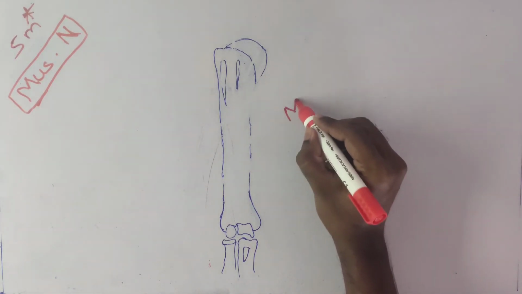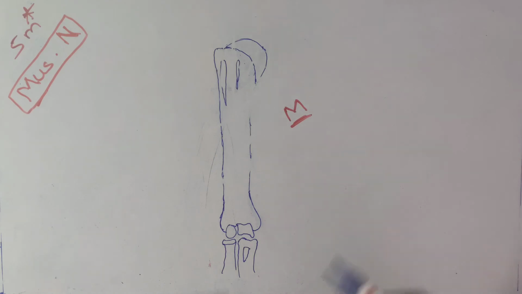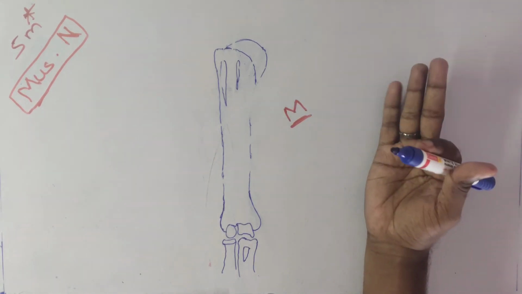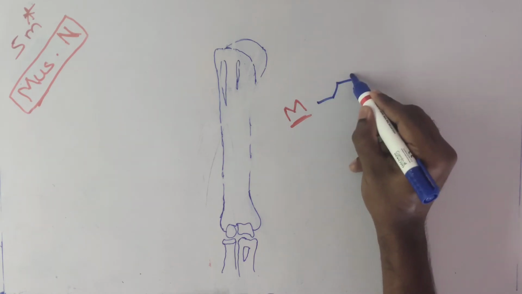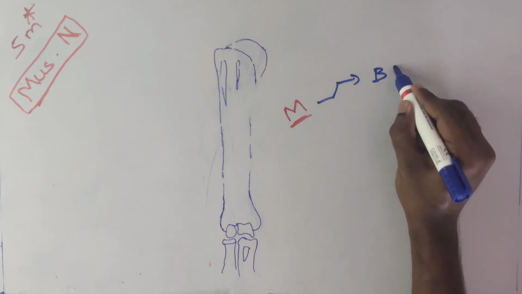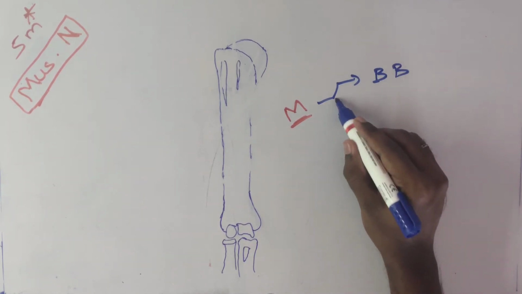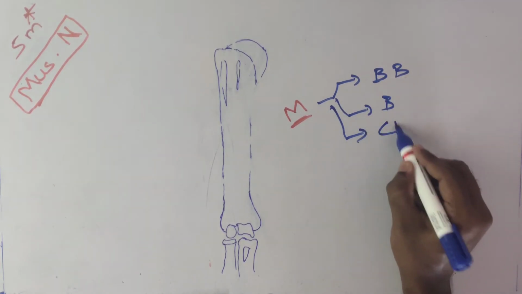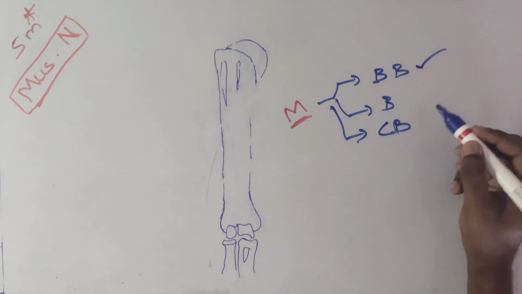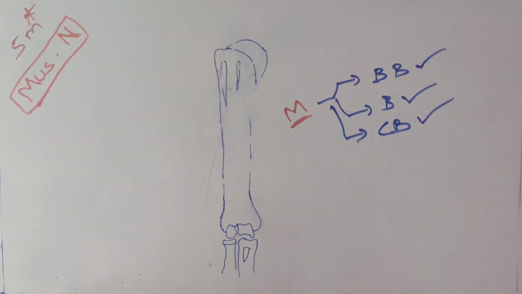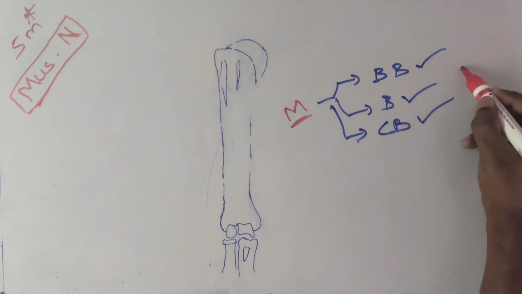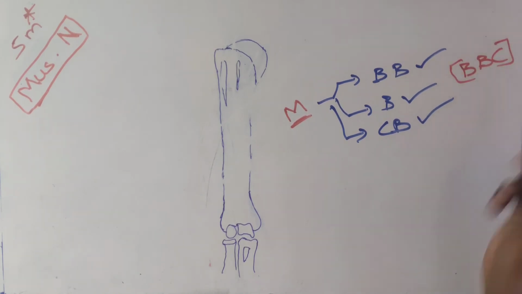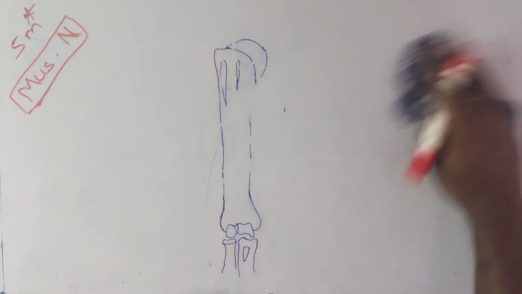First, the muscular branch. The musculocutaneous nerve supplies 3 muscles: the long head and short head of biceps brachii, brachialis, and coracobrachialis. This is the mnemonic of the muscular branches: BBC channel, BBC. Okay, next coming to the cutaneous branch.